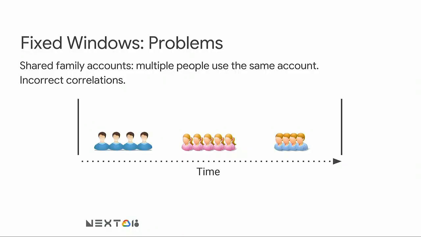Now, if we were to use fixed windows, we inherently have problems because we may have family members that use the same device. And so if we were just to group by fixed windows of a period of time, like 12 to 1 or something like that, we may actually end up with different individual users within that time period. And so that would throw off our analysis of the count of messages that we're seeing per user, or even any additional analysis that we're doing on the user behavior. So this would have incorrect correlations.